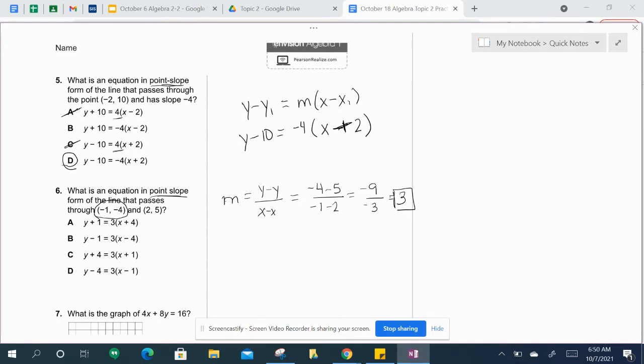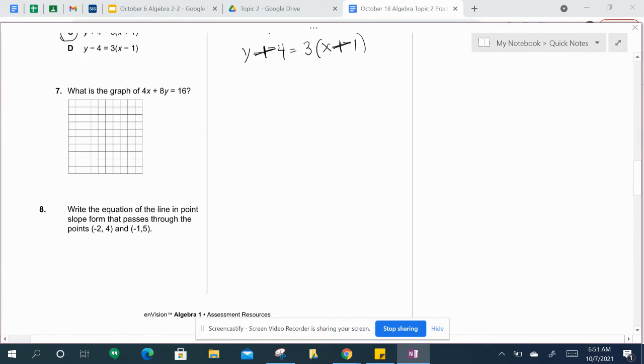Now, because these answer choices look so very similar, I'm going to write the equation by myself and then come over and match it, so that I don't get confused by a positive or a negative. So starting with y minus the y value, that's negative 4. My slope is 3. And then x minus the x value is negative 1. Cleaning it up, I'm going to change those minus negatives to plus positives. So I'm looking for a y plus 4 and an x plus 1. Looks like that is answer choice C.